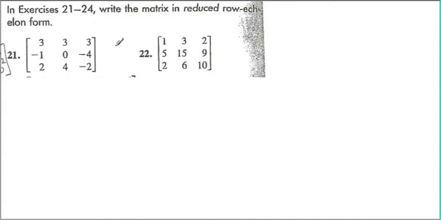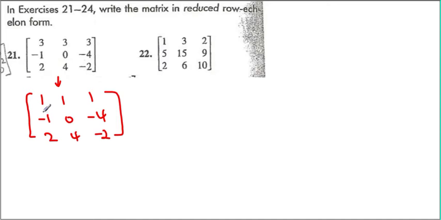Same idea as before, row echelon form. Here, first what I can do is, the top one, I can simply divide it by 3, so I get 1, 1, 1. 1, 1, 1, and negative 1, 0, and negative 4. 2, 4, negative 2. Then when I add up the first row with the second row, I'll be getting 1, 1, 1, and this becomes 0, this becomes 1, and the last one becomes negative 3.